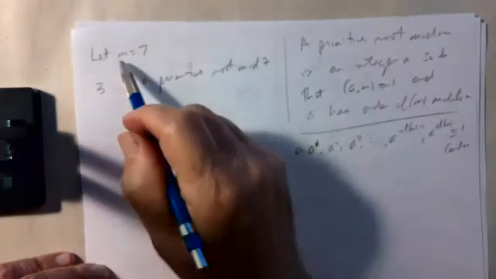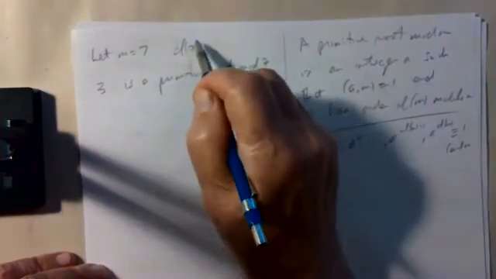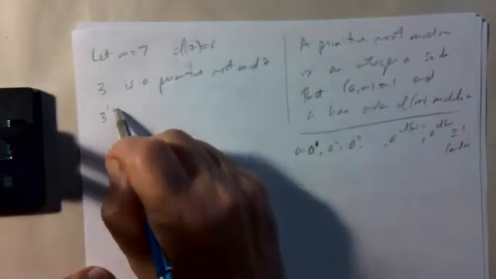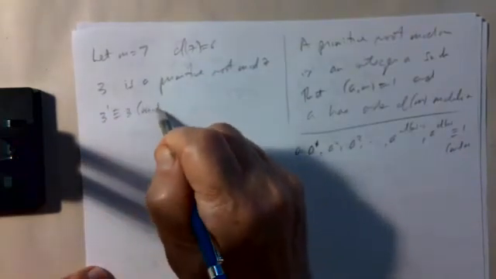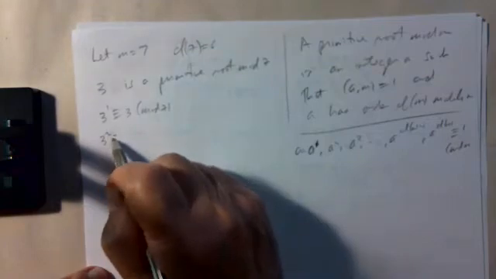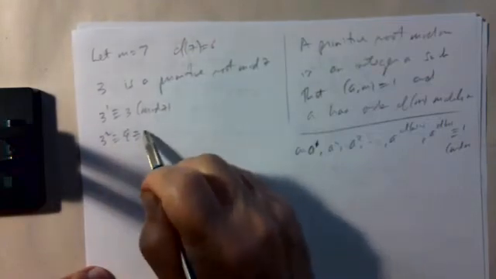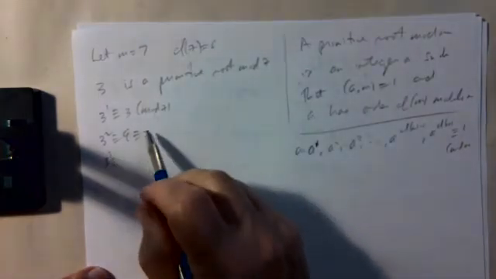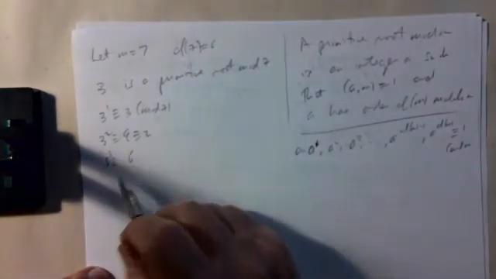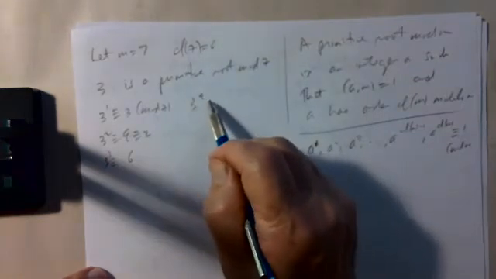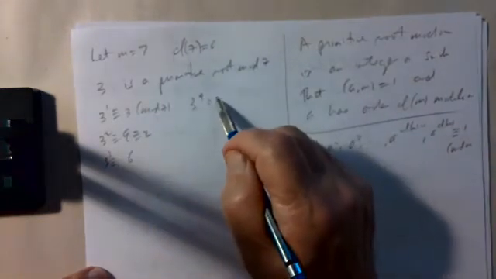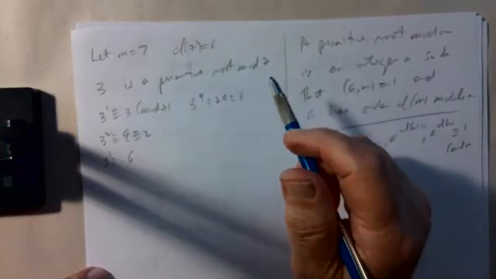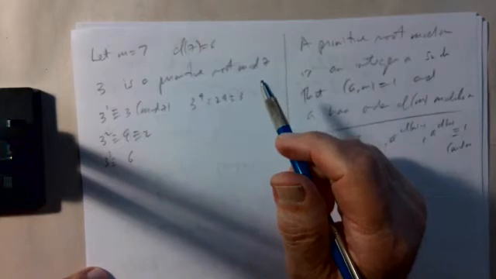So an example is to take m equals 7. Phi of 7 is 6. What are the powers of 3? 3 to the first power is 3 mod 7. 3 squared is 9, which is 2 mod 7. 3 cubed is 3 times 2, which is 6. 3 to the fourth power is 3 times 6, is 24, is 3 mod 7. Oops. Let's see, something's not right here.